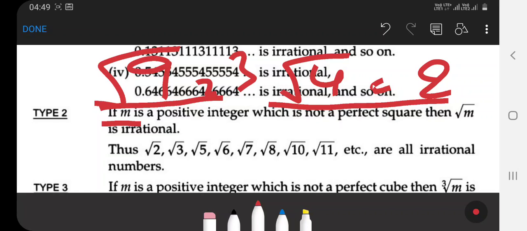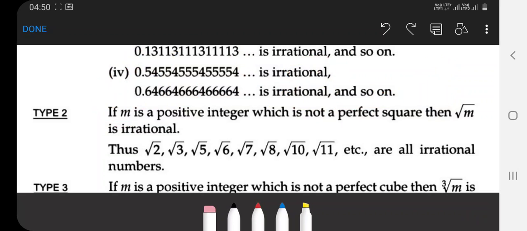Here remember that if m is a positive integer which is not a perfect square, then root m is irrational. Example: root 2, root 3, root 5, root 6, root 7, root 8, root 10, root 11 are irrational numbers. Clear?